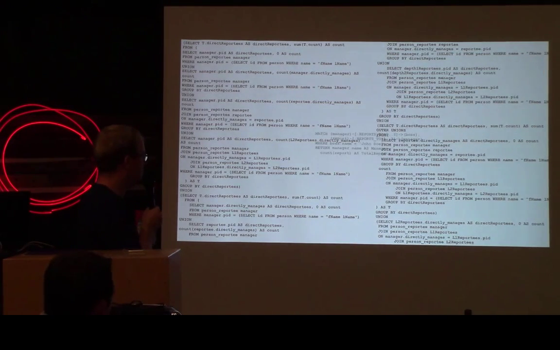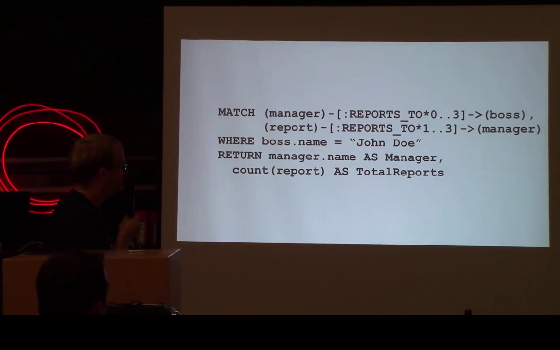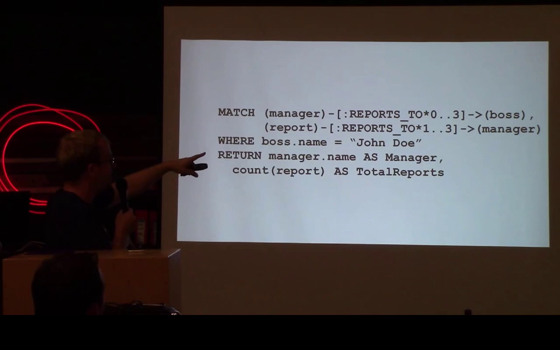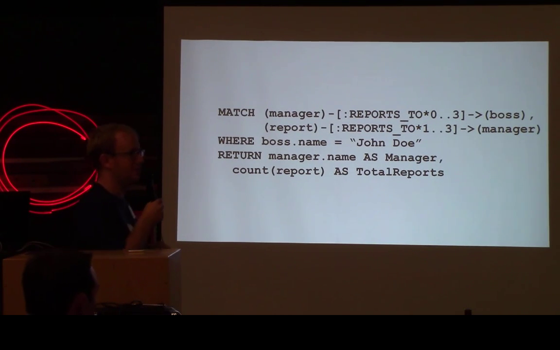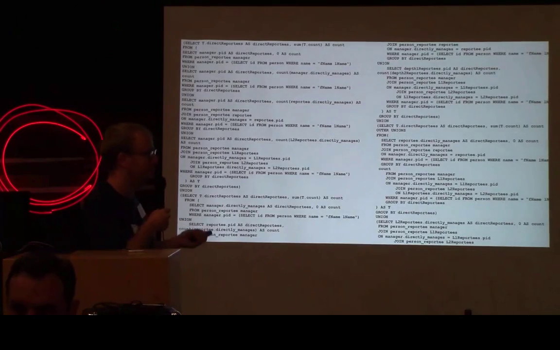The equivalent Cypher query is this, at a higher font size. And that's basically saying match a manager who reports up to three levels deep, a boss, and then a report who reports up through three levels deep to a manager. And restricting it for when the boss name is John Doe, so the boss is our VP here. And then returning a list of each of the managers that report to him, along with a count of reports. It's just a much more natural way to express it and a heck of a lot less code.